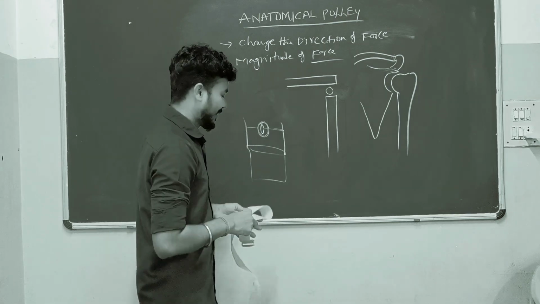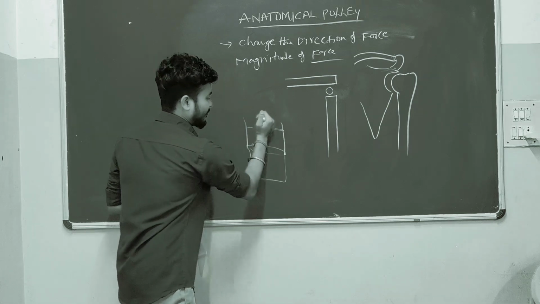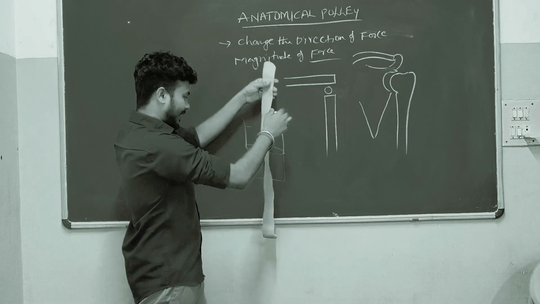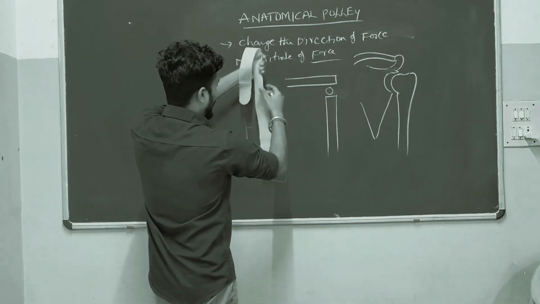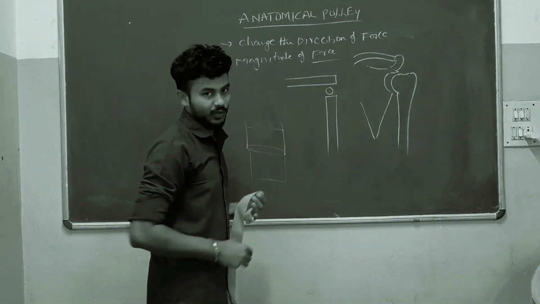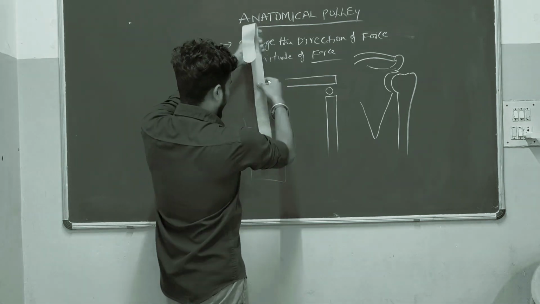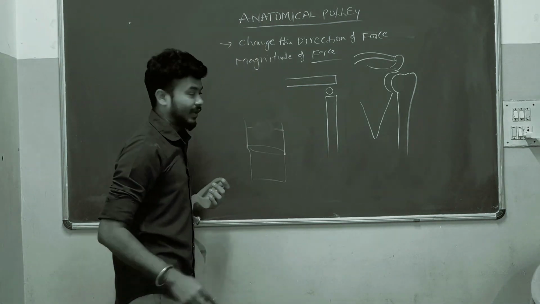So what it means, if there is no pulley on the well, you are going to keep the thread like this. Then you have to pull the water. Here you are using more force to get water from the well.